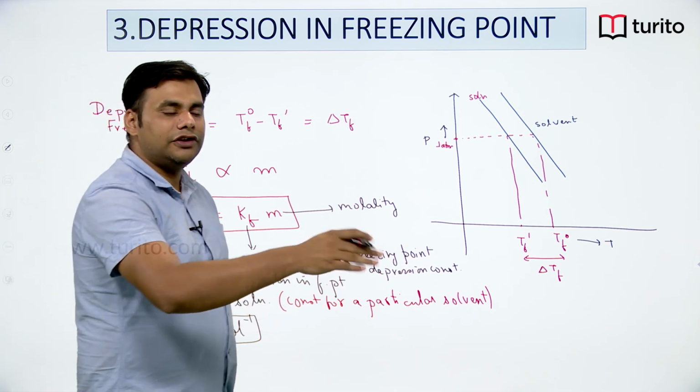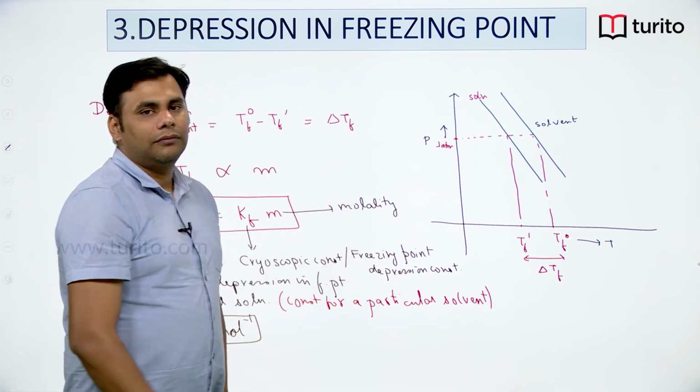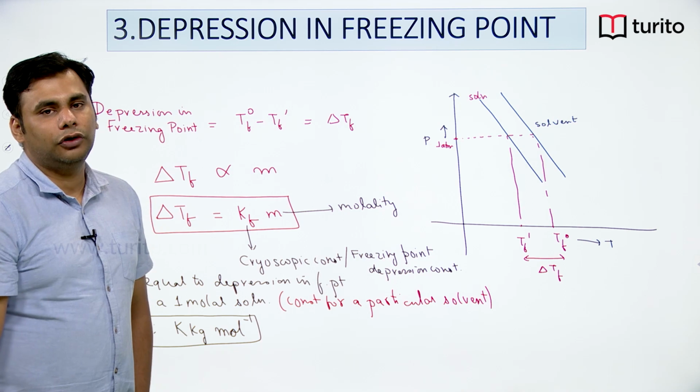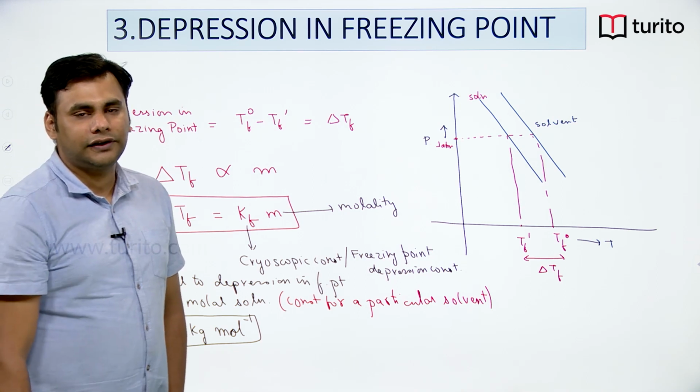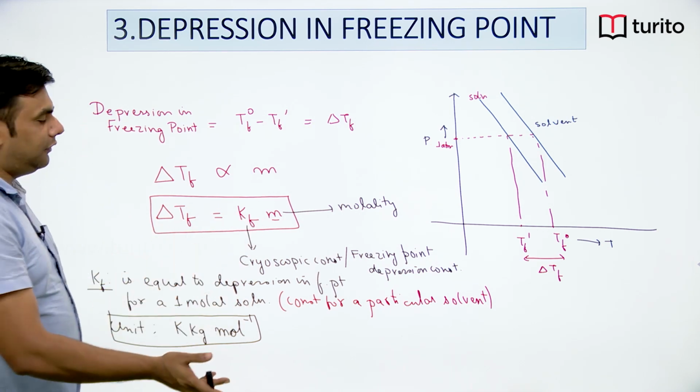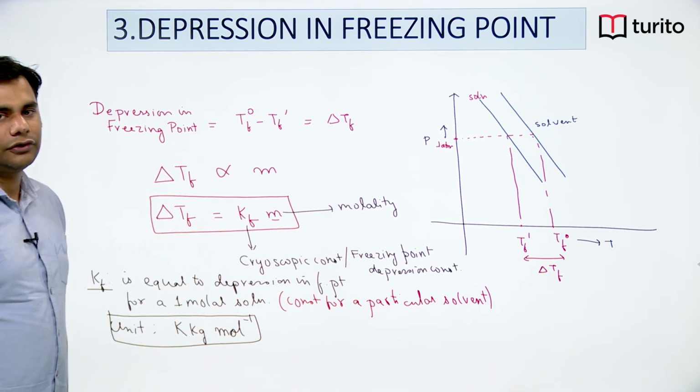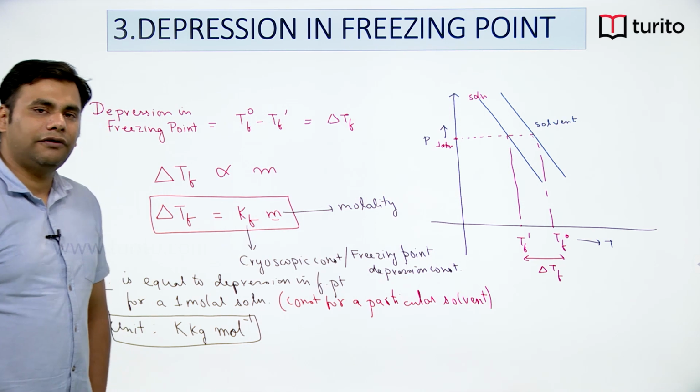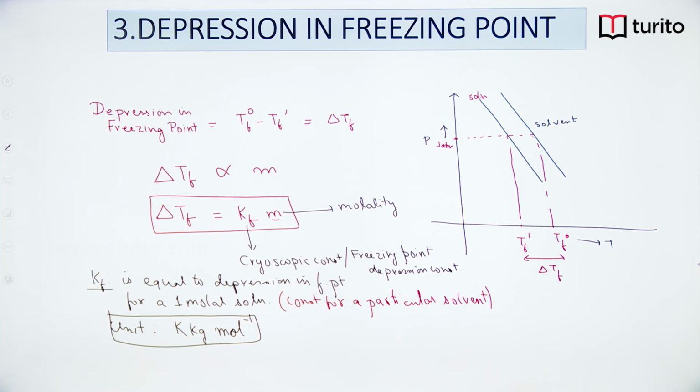So the depression in freezing point for the same strength of the solution would be different, because even if the molality of both the solutions is the same, the value of Kf is different. So delta Tf, or the depression in freezing point, is always different. Okay, so this is the basic unit.